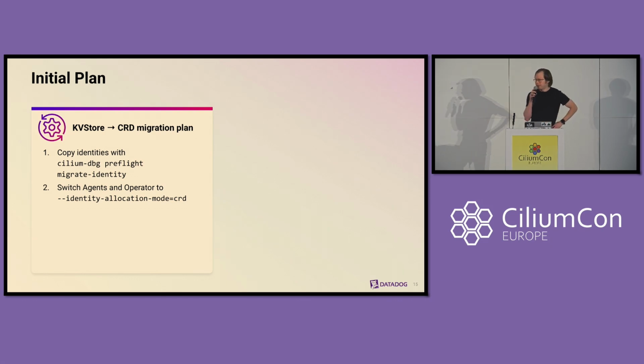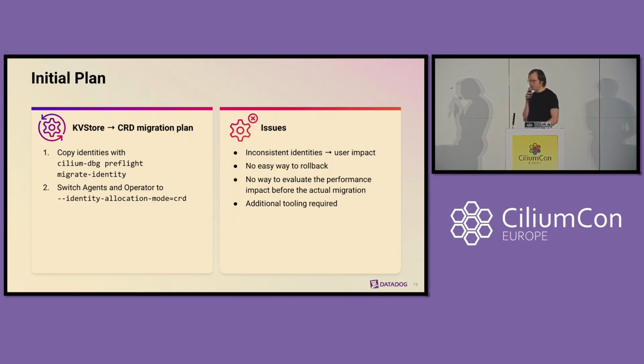But how do we do that? At first, there was only one available option upstream, which was a very simple two-step migration process. First, you would use this migrate identity tool to do a point-in-time copy from the KVStore to CRD identities. And then once the copy is done, you switch the Cilium agents and the operator to read the CRD identities. However, there are some obvious issues with this approach.